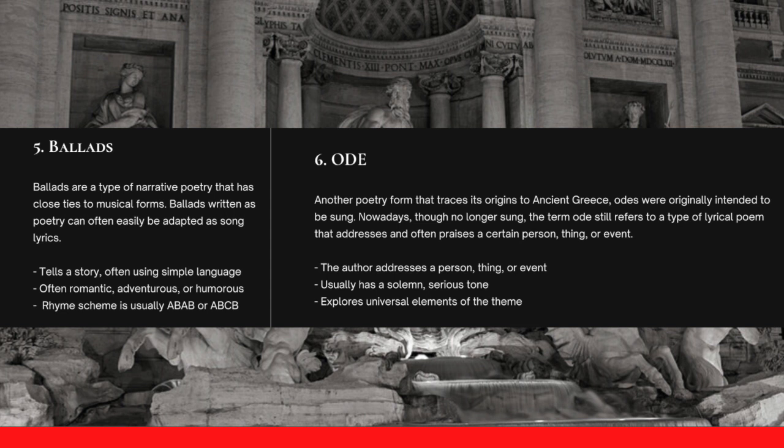6. Ode. Another poetry form that traces its origin to ancient Greece. Odes were originally intended to be sung. Nowadays, though no longer sung, the term ode still refers to a type of lyrical poem that addresses and often praises a certain person, thing, or event. The author addresses a person, thing, or event, usually has a solemn and serious tone, and explores universal elements of the theme.